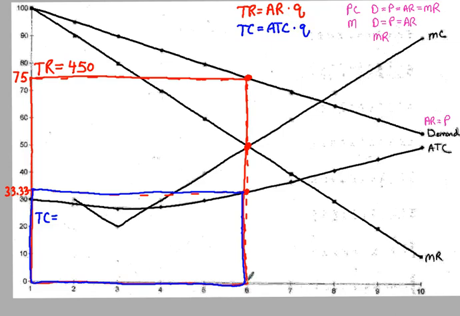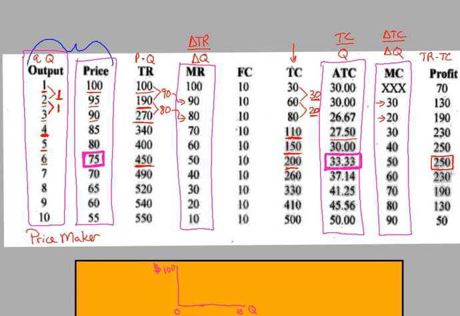Well, the level of output was 6. The average total cost is $33.33. So if we multiply that together, that's going to be a total cost of $200. Let's go check our numbers and make sure that we are correct.